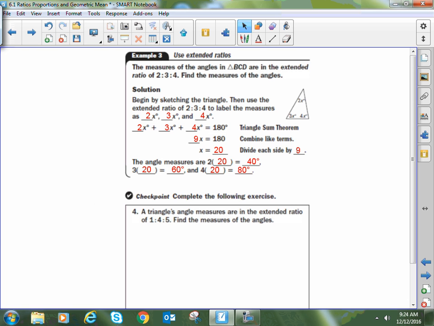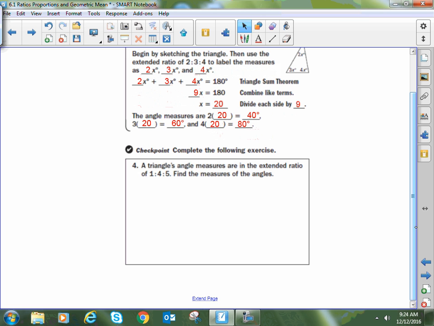So here, go ahead and take a moment, same exact question, just with a different ratio, and find the measures of the angles. So go ahead and pause the video, work out checkpoint question 4, and when you're done, hit play again.